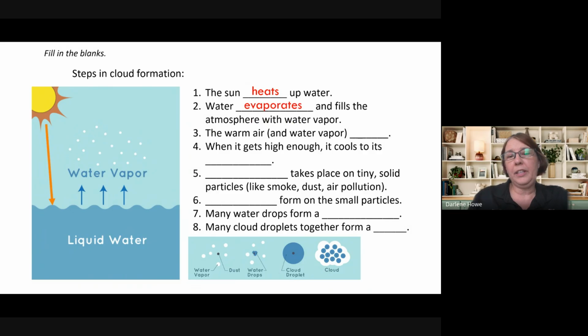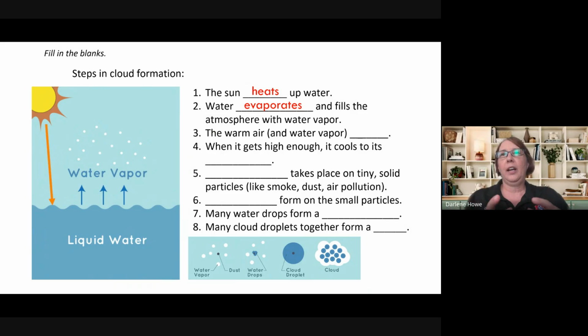Okay, water evaporates. It changes state. It goes from a liquid to a gas. So water evaporates and fills the atmosphere with water vapor. The water vapor is warm air and warm water. So what happens when air gets warmed? What does it want to do?